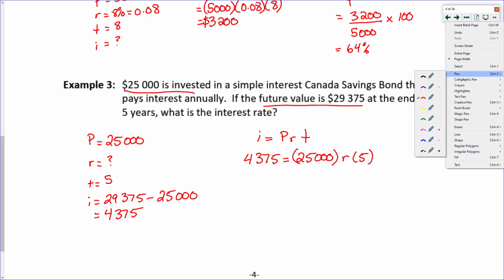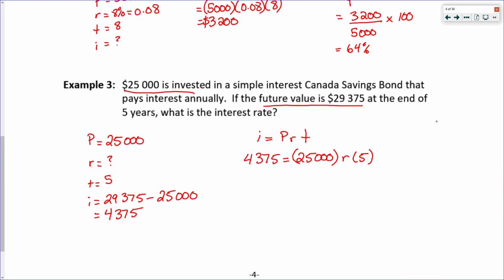And so I'm taking this R, I'm multiplying it by 25,000 and 5. So the opposite of that is to divide. So I'm going to divide by my 25,000 and my 5, cancel it out on this side. Whatever I do to the right side of my equation, I have to do to the left side to keep everything equal. So I'm going to divide the 4,375 by the 25,000 and the 5. This is another one where you've got to be careful. Make sure you're using your brackets appropriately.